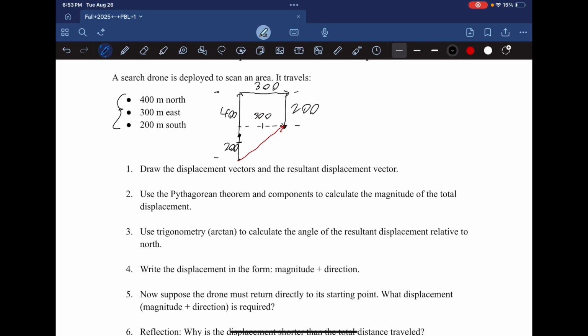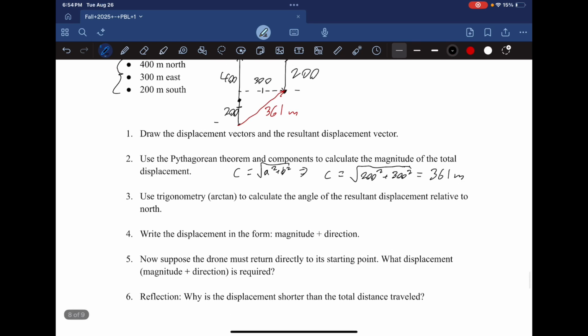So Pythagorean theorem, remember, is c equals square root of a squared plus b squared. Plugging in our a and b, our legs, we get c equals the square root of 200 squared plus 300 squared. And if you plug that into the calculator, you get that the magnitude is 361 meters. So that is this here.